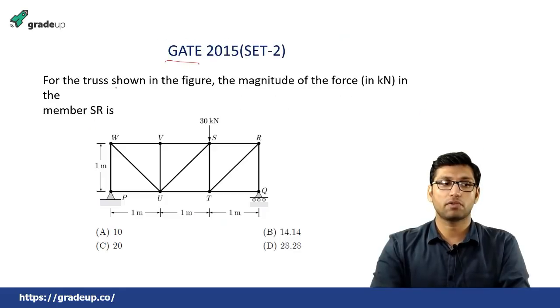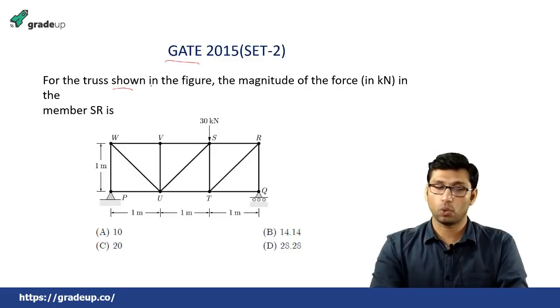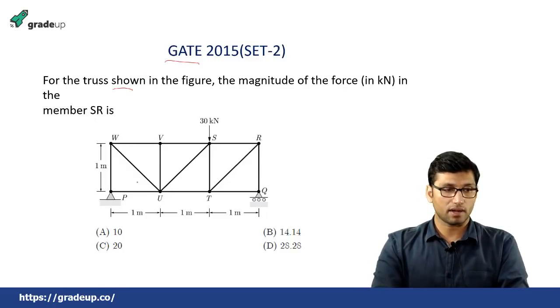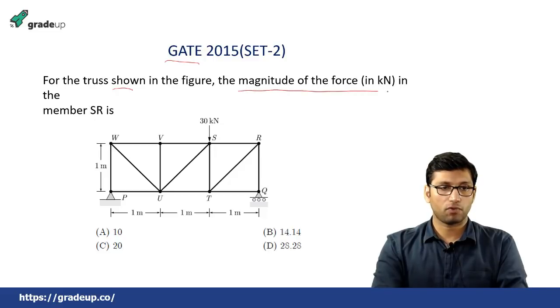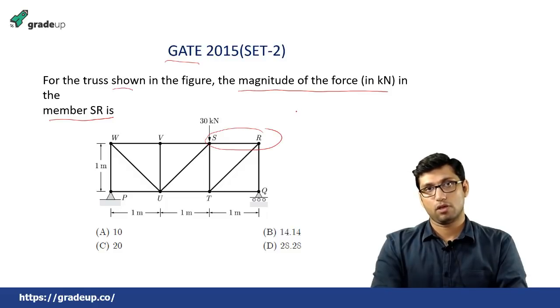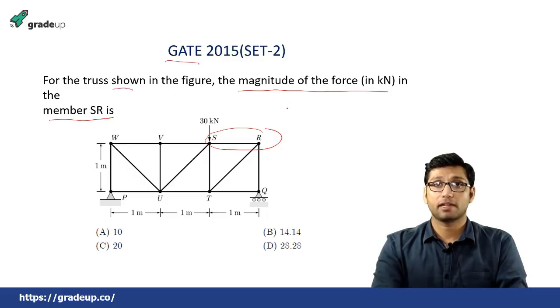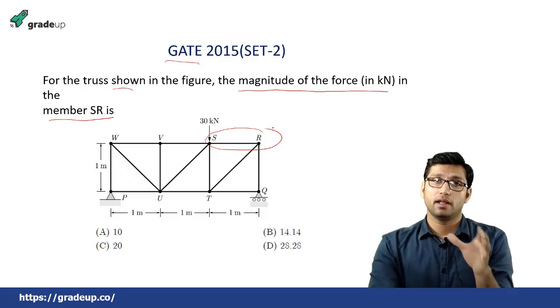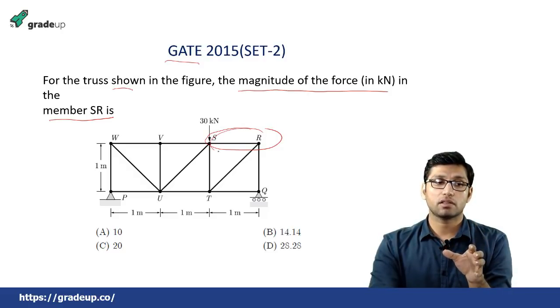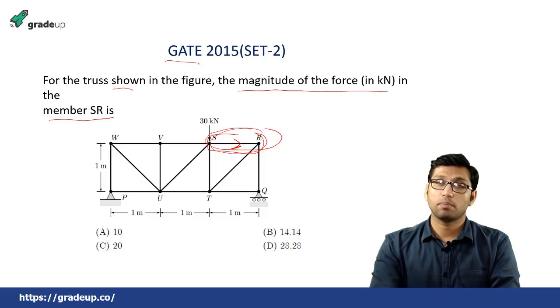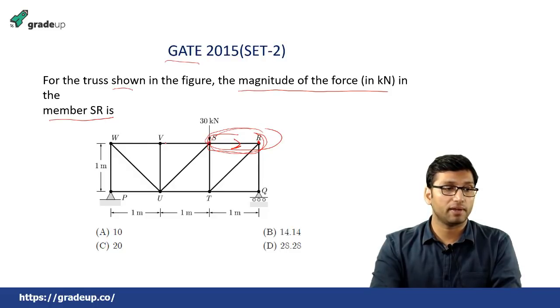Now this is again a question on trusses which was asked in GATE 2015 set 2. In this question it is given that this is a truss, and you have to find the magnitude of force in member SR. I have told you that there are two methods of finding the unknown forces in a truss, method of joint and method of section. If you have to find the unknown force in a particular member, this member SR, you have to use method of section. If you have to find the forces on a particular joint, then you have to use method of joint.